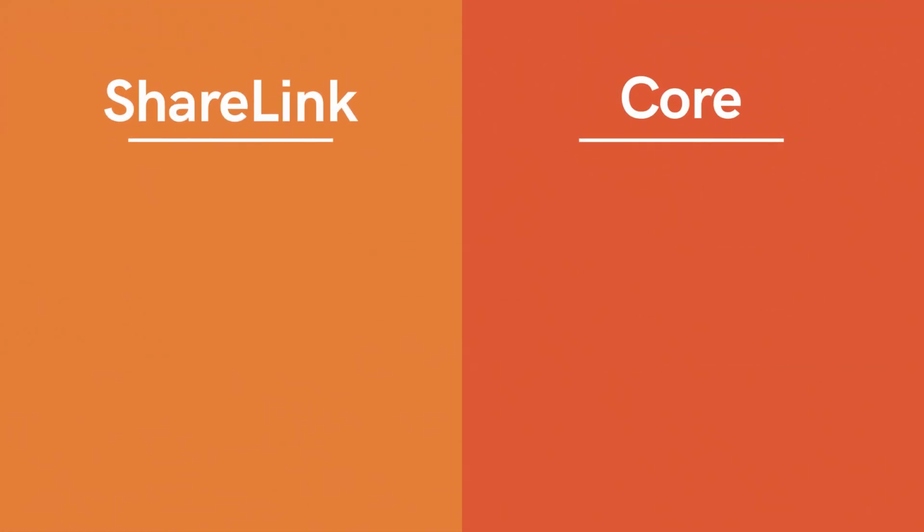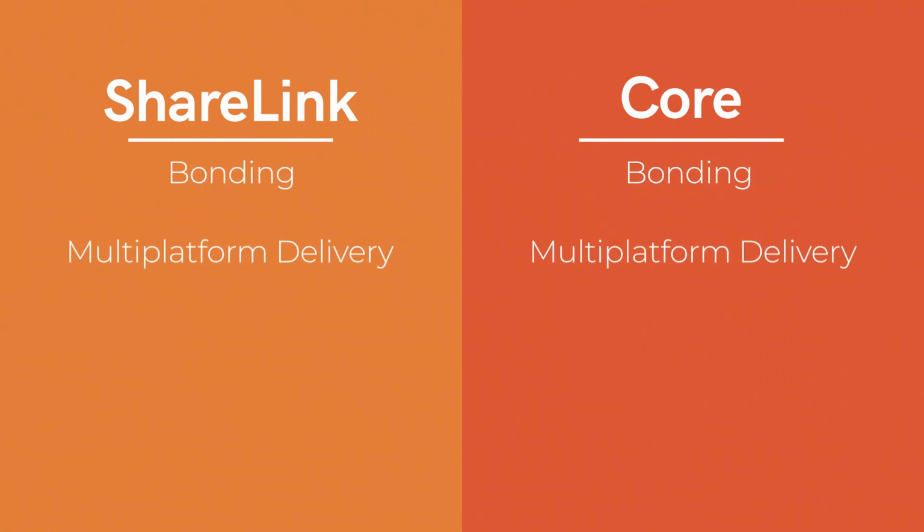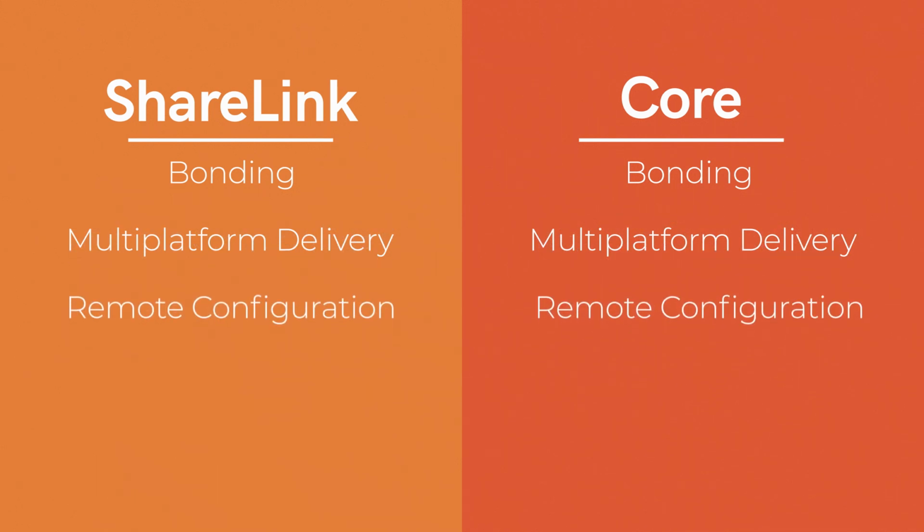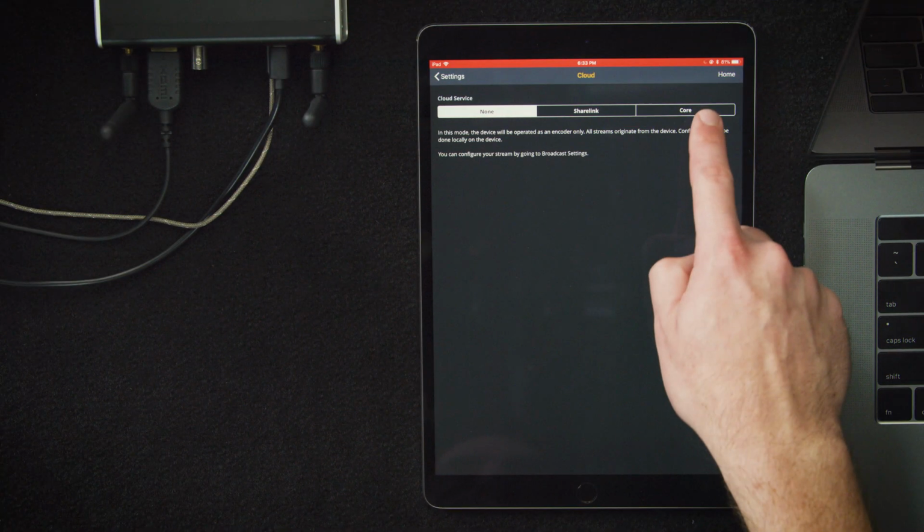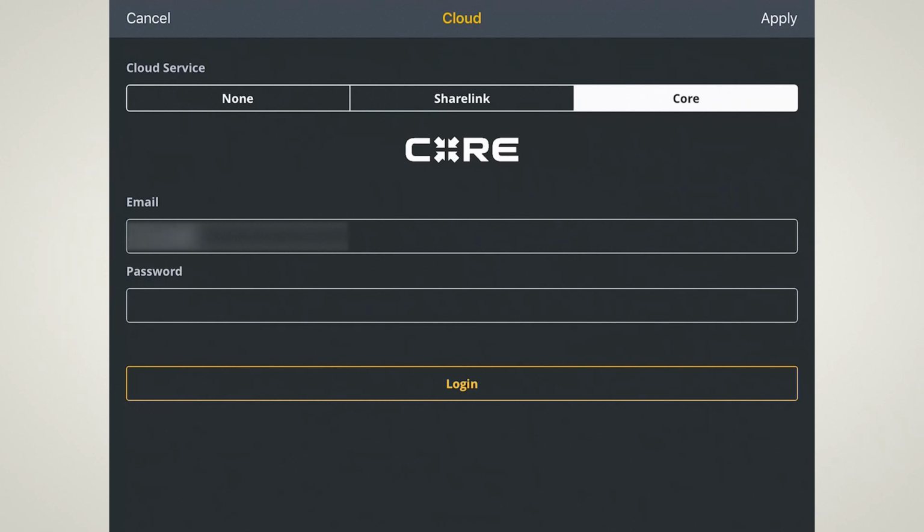You might be wondering the differences between the programs, so here's a little diagram to clarify. Both Sharelink and Core support bonding, multi-platform delivery, and remote configuration. Core is the only one that supports HEVC and archiving. For our setup today, we're going to be using Core, so we'll go ahead and select that and log in.